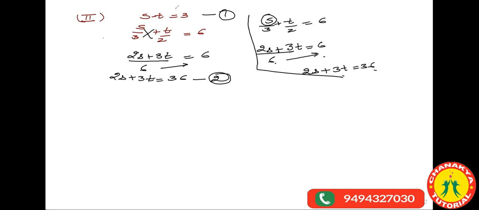Got it? Yes, ma'am. Ma'am, is the value of t coming 6? Value of t, yes, ma'am. And s, ma'am, s is 9. Yes, the answer is correct. Or you can check your answer also by putting both the values in this equation, s minus t is equal to 3.